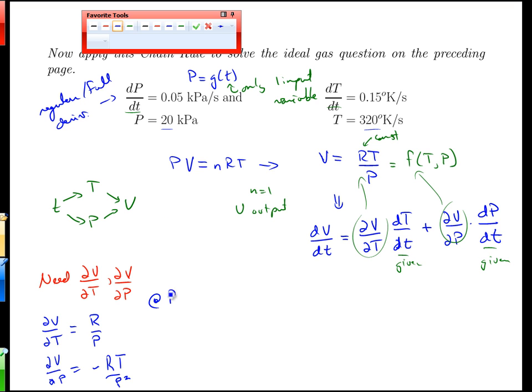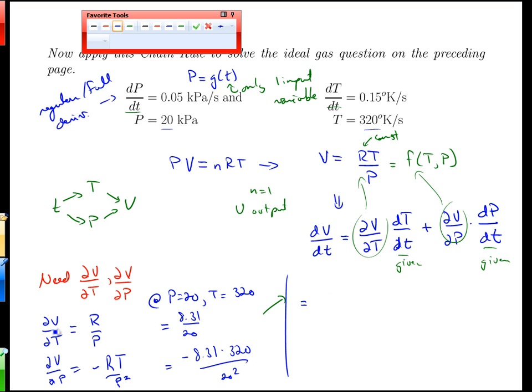Let's include then the pressure values that we have and temperature values that we have, 320. Our rate of change of volume with respect to temperature is R over P, or 8.31 over 20. Our pressure derivative is negative 8.31, that's R, times temperature, 320, over 20 squared. And with all of that, we now have the four ingredients that we need to find how the volume is going to be changing as time changes. Let's plug in the values.